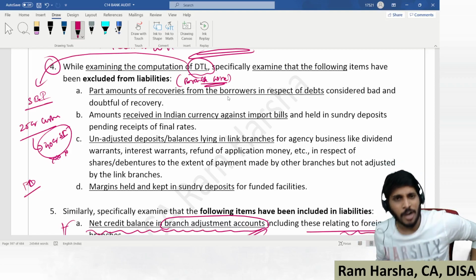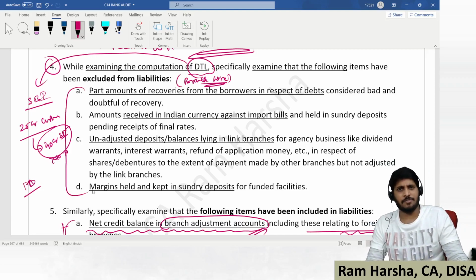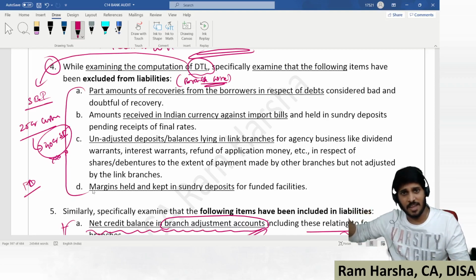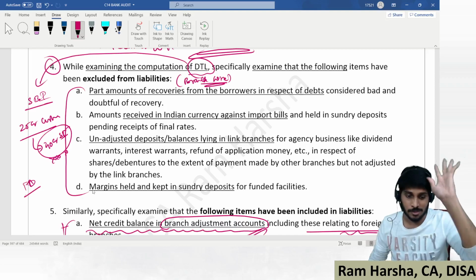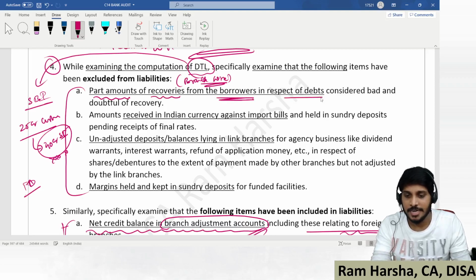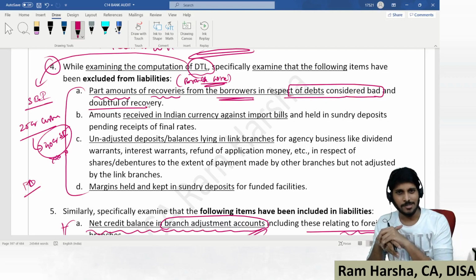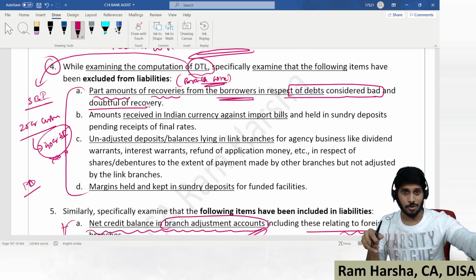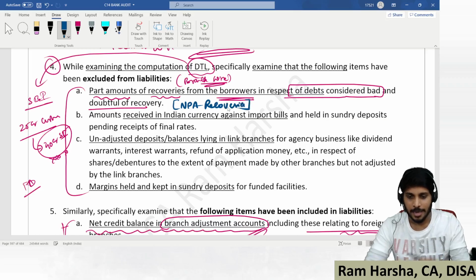Fine. Now, what should we not cover? These four amounts may be a liability of the bank, maybe on the liability side of the bank, but you should not consider them while calculating the DTL amount. First one: part amounts of recoveries from borrowers in respect of debt considered bad or doubtful of recovery. Within brackets, nothing but NPA recoveries.